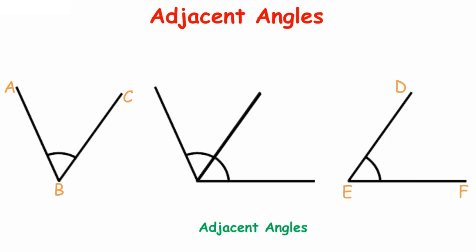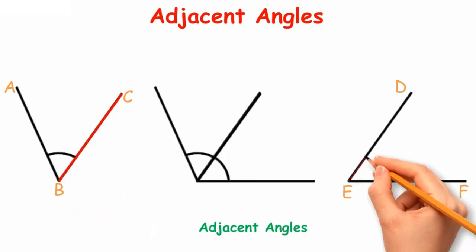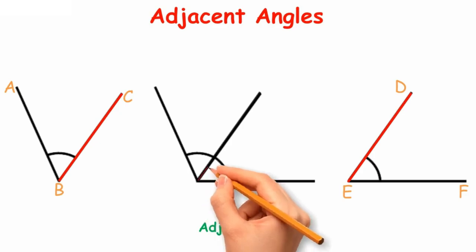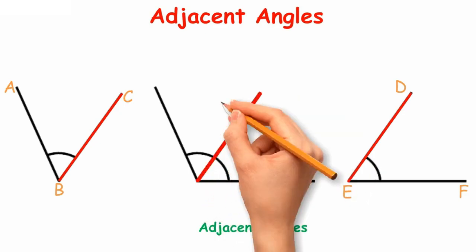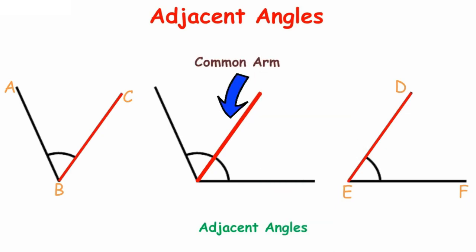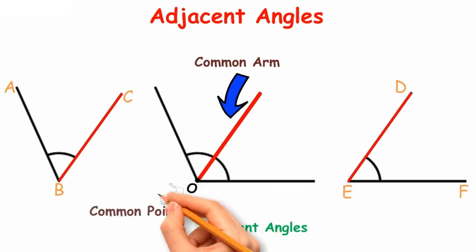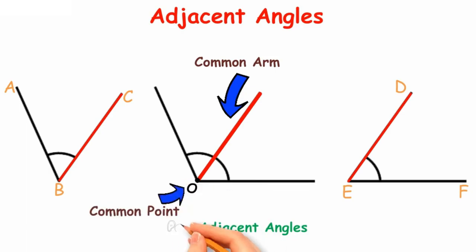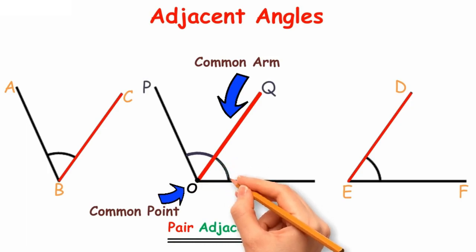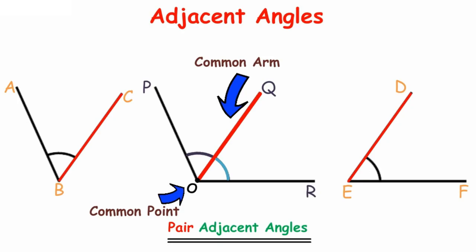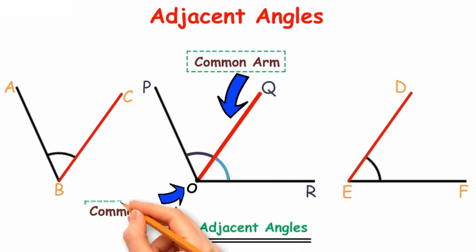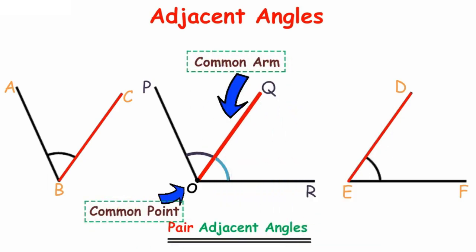If you observe carefully, line BC and line DE overlap each other. So, this is the common arm, and the point, let's say, a point O, is the common point, or vertex. This is a pair of adjacent angles. Let's say, the first angle is angle POQ, and the second angle is angle ROQ. Such pairs of angles that are formed by a common arm and a common point are known as adjacent angles.